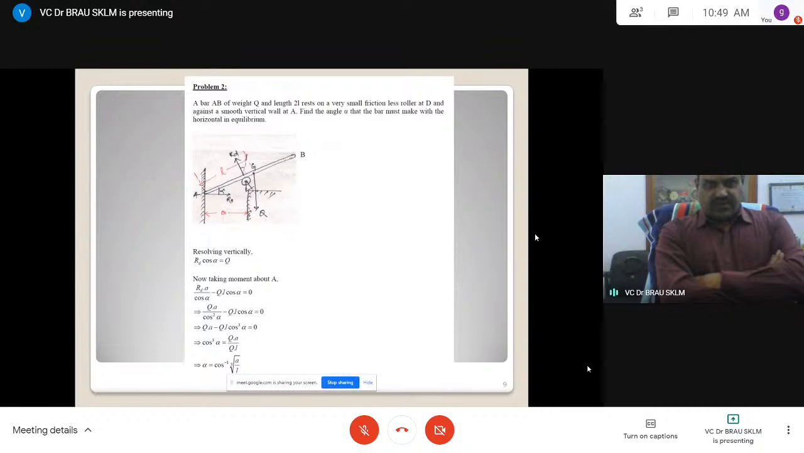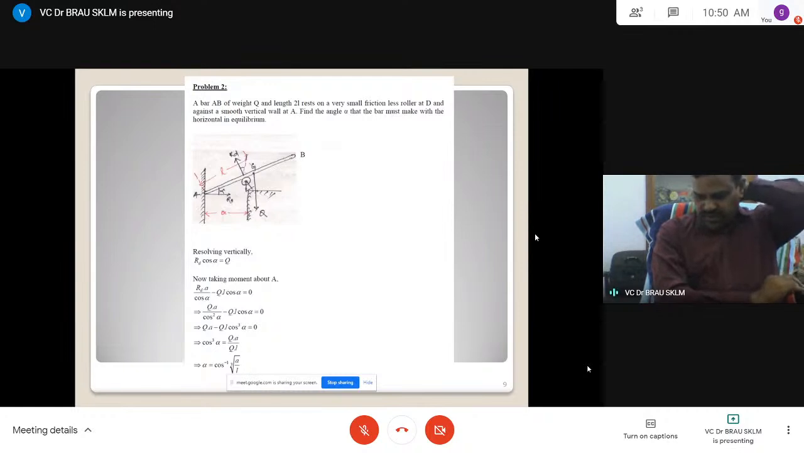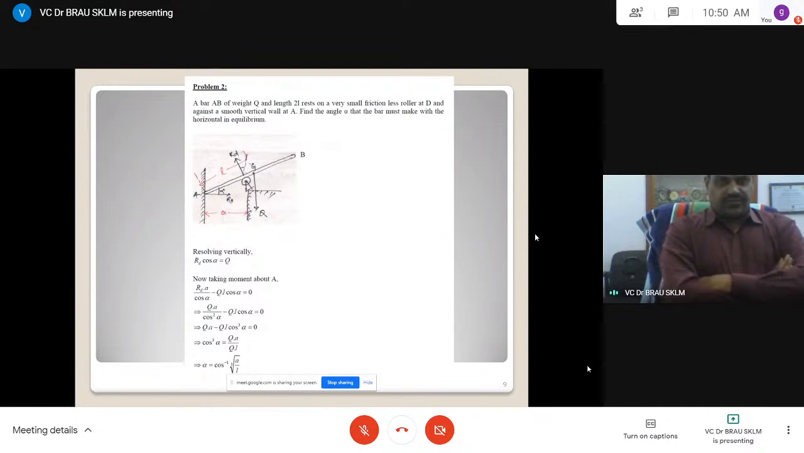rests on a very small frictionless roller at D and against a smooth vertical wall at A. Find the angle alpha that the bar must make with the horizontal in equilibrium.